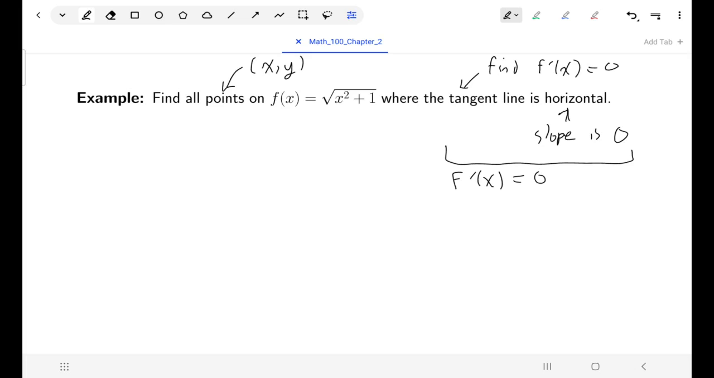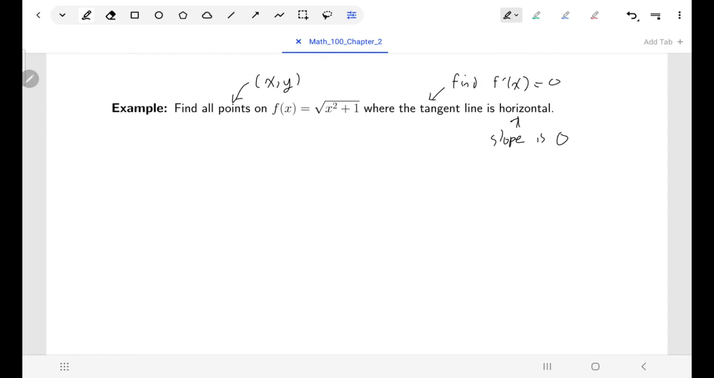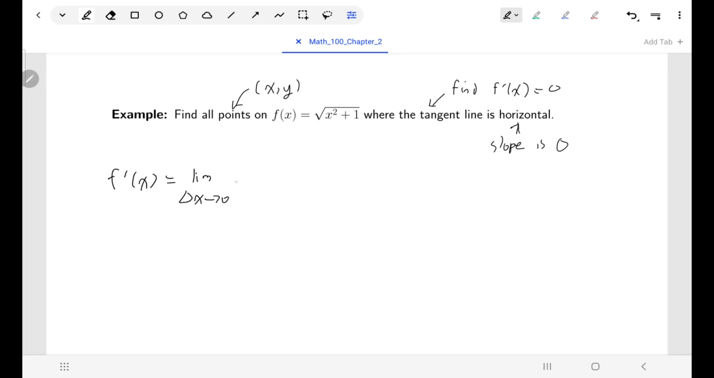Of course, to do any of that, we're going to need to start off by first finding our derivative. And as always, we begin by using limits. So here, the derivative of f, our f prime of x, would be the limit as delta x goes to 0 of f of x plus delta x minus f of x, all over delta x.